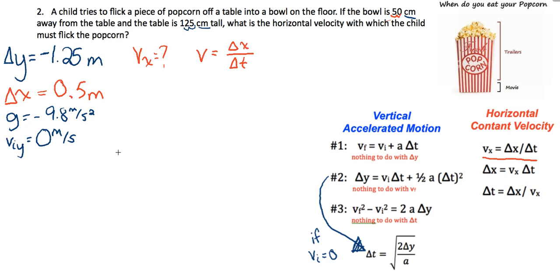So just like the last problem, use that delta t equation, square root of twice your height divided by acceleration, plug in your delta y, plug in your acceleration, find out the time, and then use that time in this equation to solve for that velocity in the x direction.